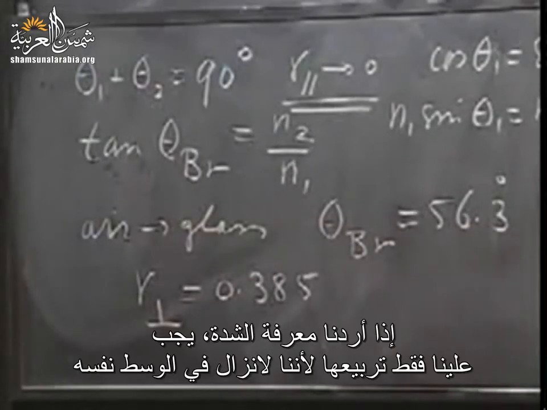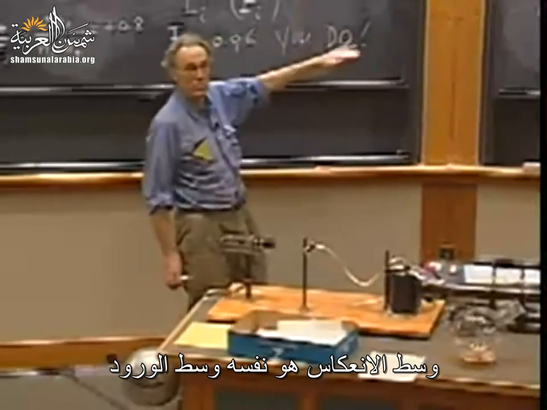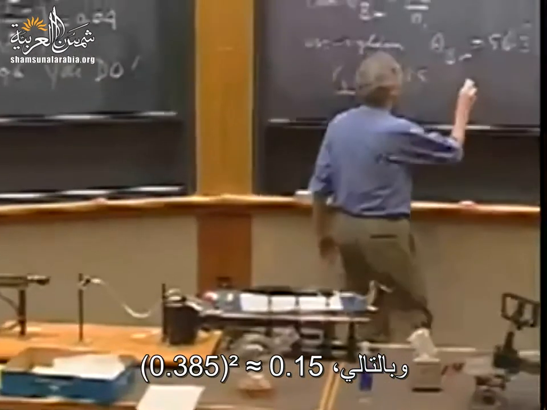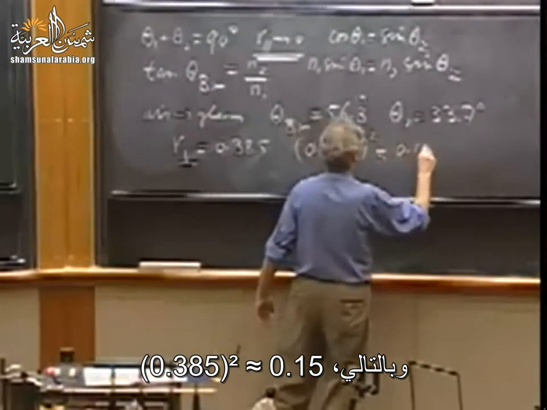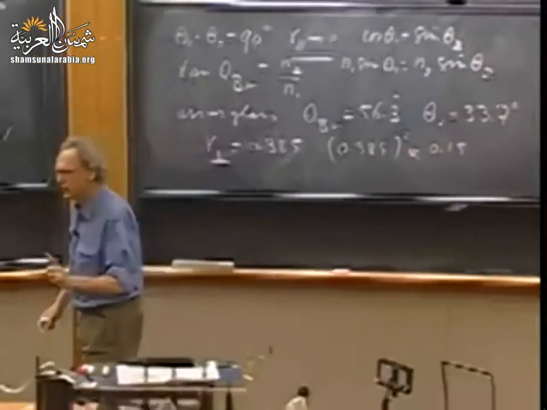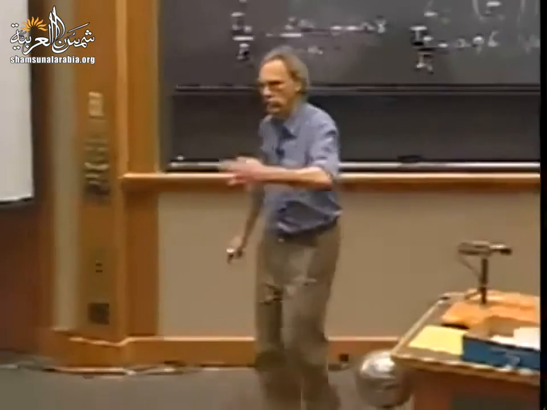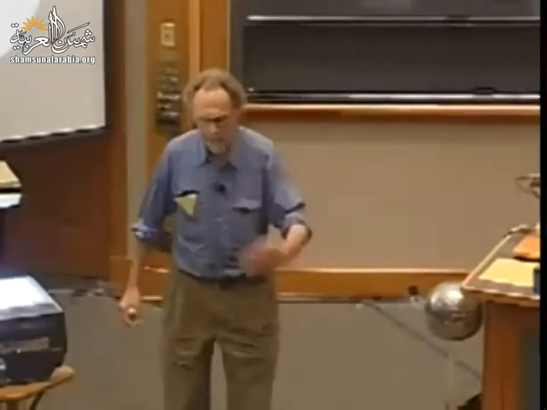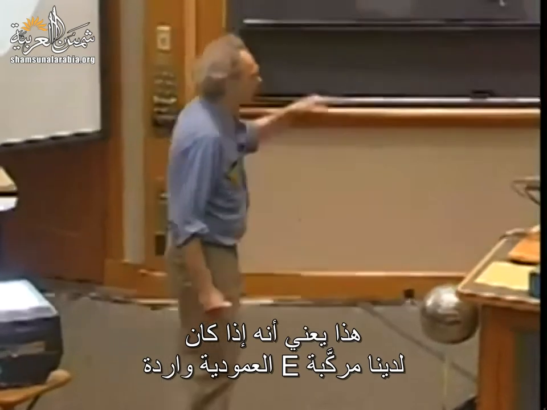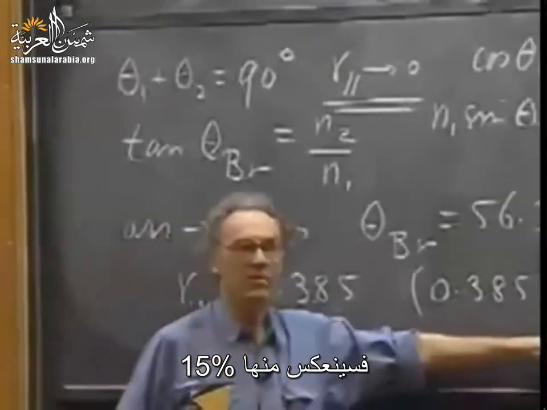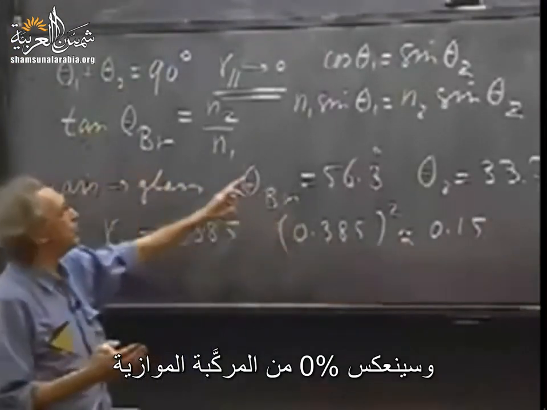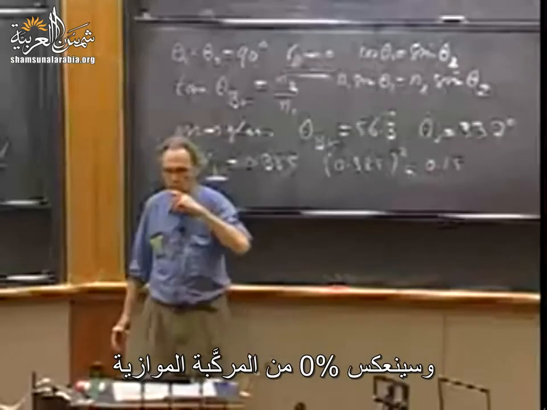That's what it is. So if we want to know intensity, all we have to do is square it, because we are still in the same medium. The reflected medium and the incident medium is one and the same medium. So 0.385 squared is about 0.15. What this means is that if you have an E component perpendicular that comes in, then 15% of that will be reflected. And 0% will be reflected of the parallel component.